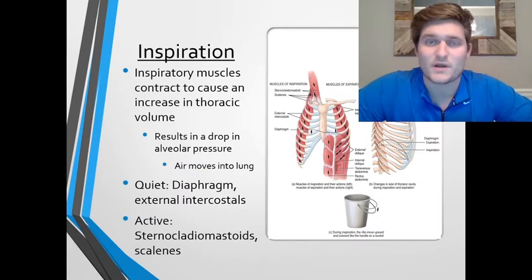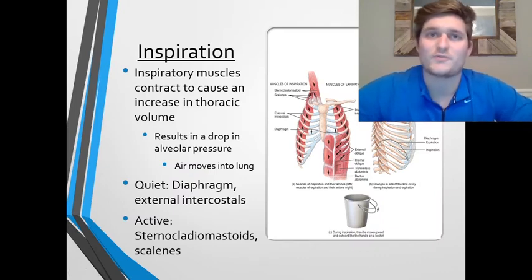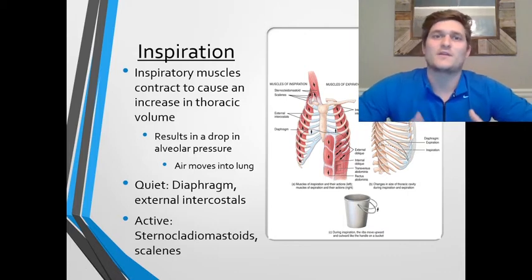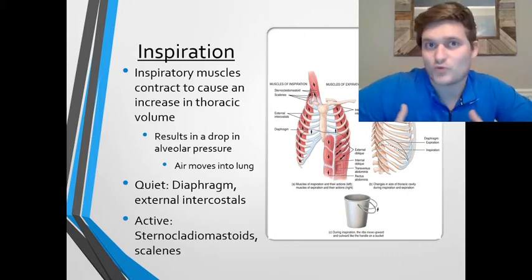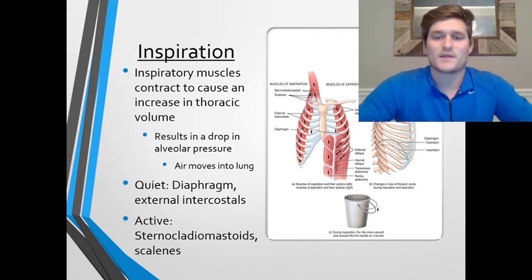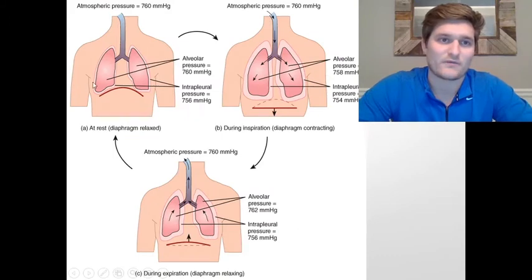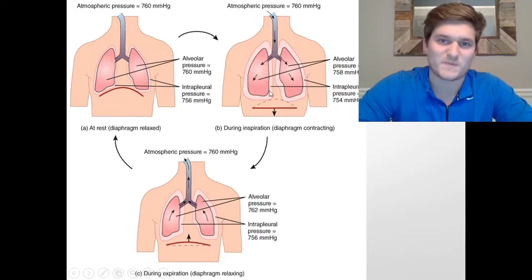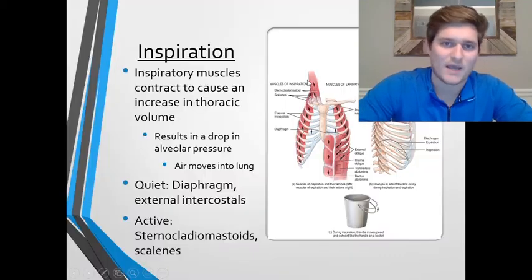Inspiratory muscles are responsible for increasing the volume of the thoracic cavity and thus increasing the volume of the lungs, which helps drop alveolar pressure and helps drive airflow in. Most of this at rest is done by the diaphragm. As you can see, the diaphragm is this domed shaped muscle, and when it contracts, it helps to expand the thoracic cavity, decreasing pressures in the intrapleural space and in the alveoli.